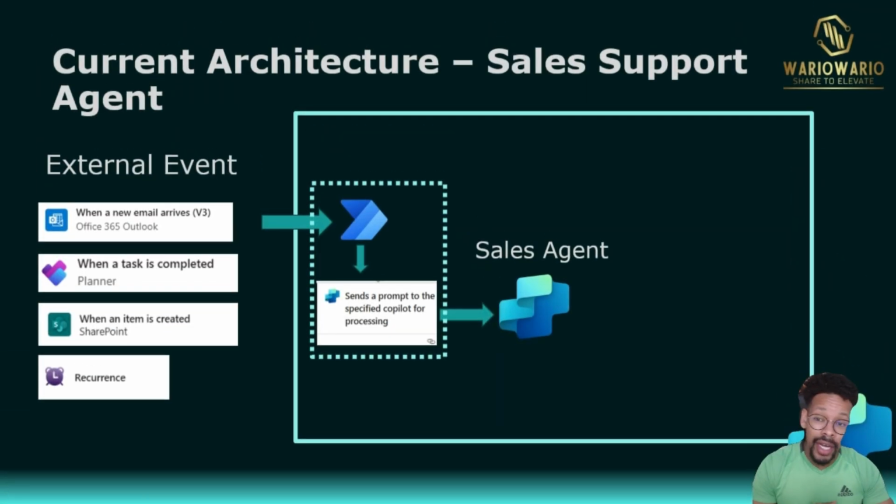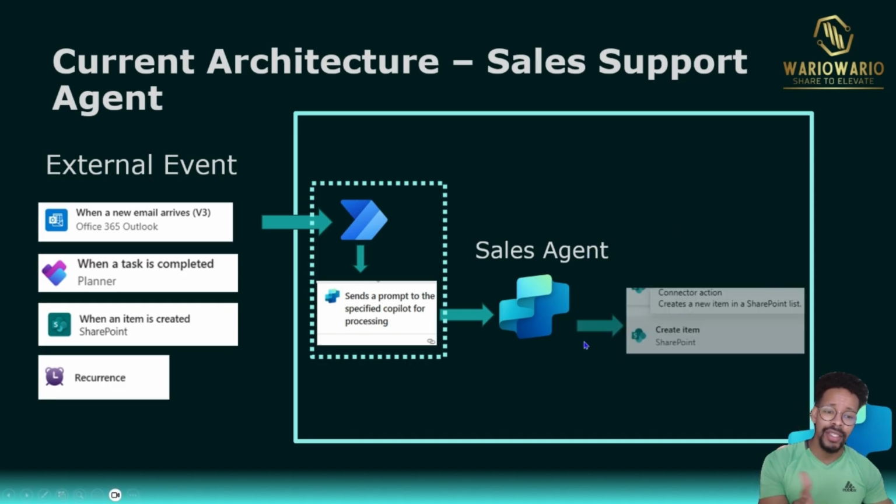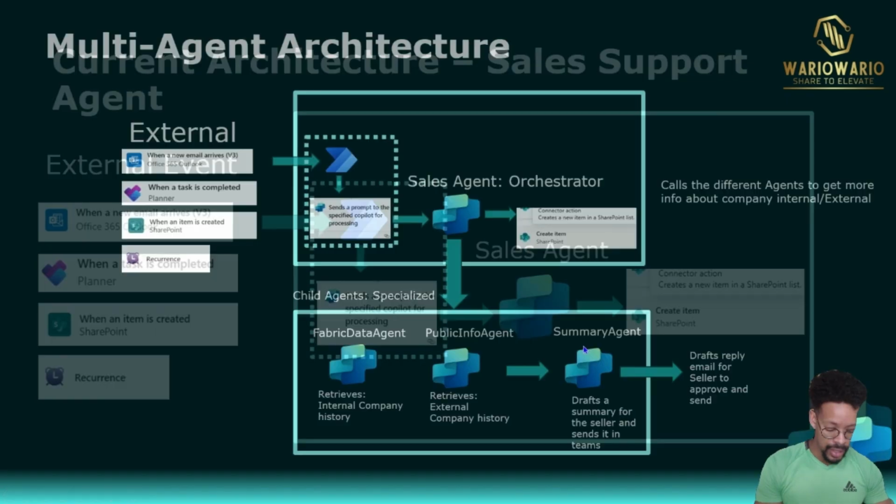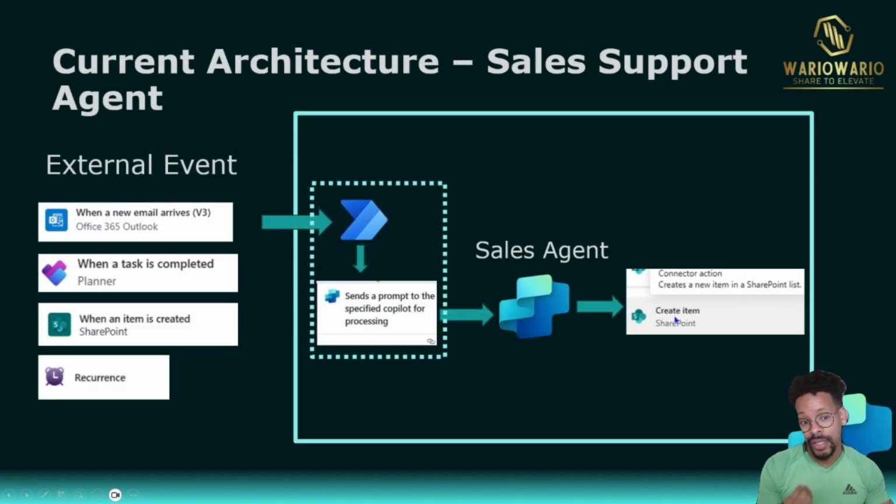So the current architecture looks like this. There is no connected agent, there is no child agent, it's just a trigger. This is an automated agent where the trigger starts the agent and then the sales agent, actually, let's see, I think there is one more thing here. Yeah, the sales agent just creates an item in a SharePoint list, and it also sends a Teams card to the seller who is responsible for the customer when the email arrives.